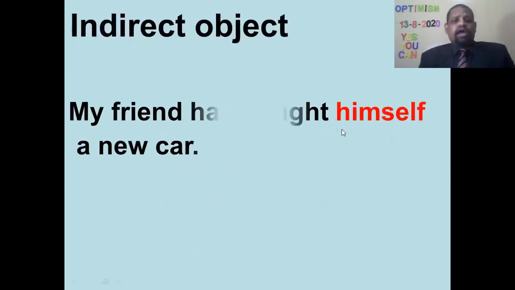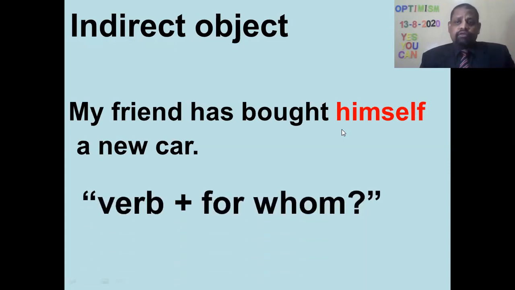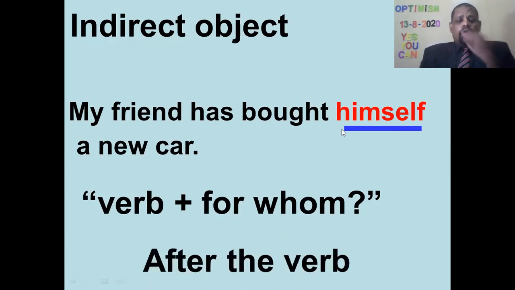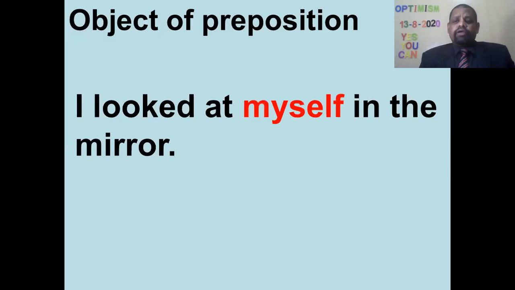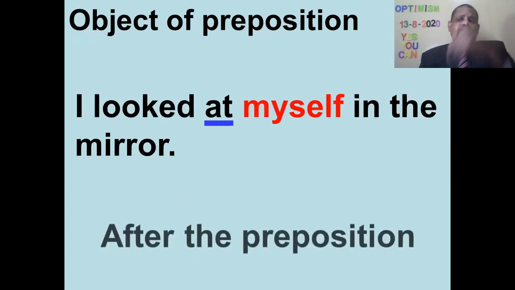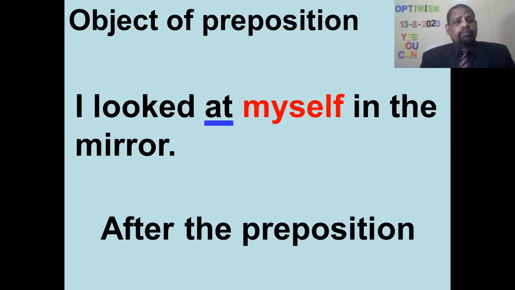Moving on, as an indirect object, read the sentence. My friend has bought himself a new car. Ask the question, for whom? For himself. So, for himself is the indirect object. We put it after the verb. This is the verb, bought. We use himself after the verb. As the object of a preposition: I looked at myself in the mirror. At is the preposition, so we put myself after the preposition. That's good.